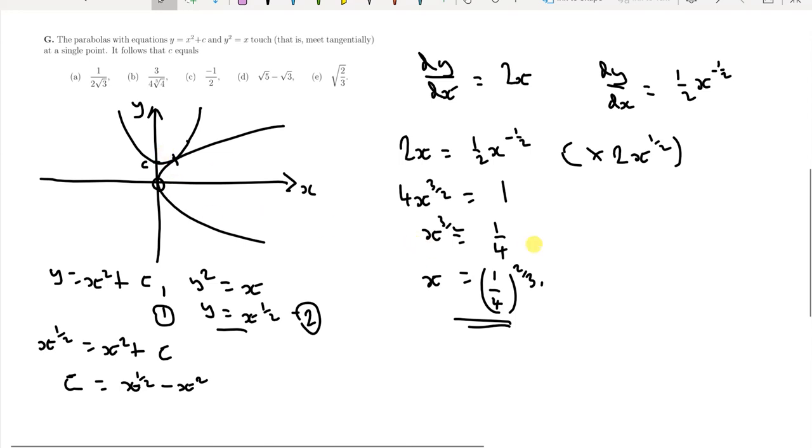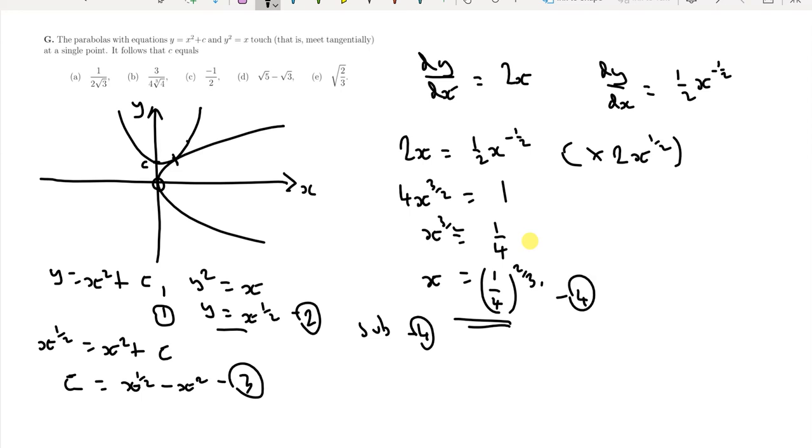But that's great news. We've already got this equation here. So all we've got to do is substitute equation 4 into equation 3, and we are good to go. So substituting 4 into 3, c will be equal to x to the half, so that's 1 over 4 to the power of a third, minus x squared, which is 1 over 4 to the power of 4 over 3.